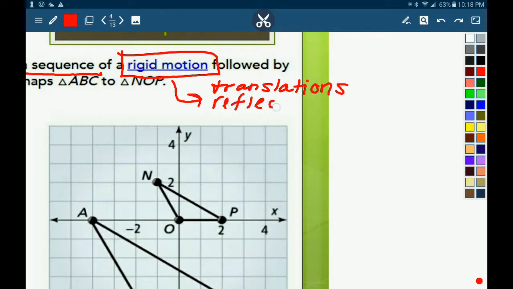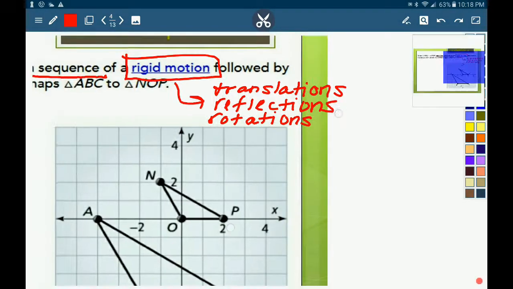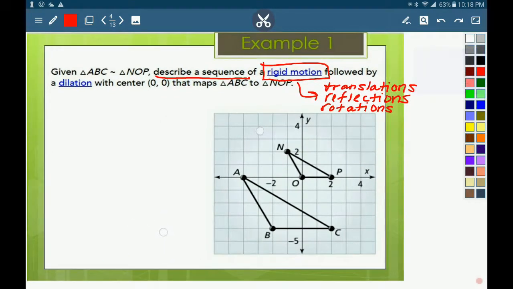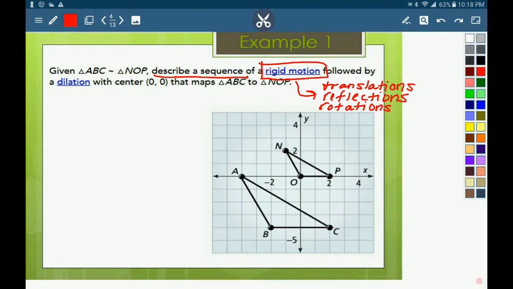Reflections or rotations. Okay, any one of those three are going to be the rigid motions. Then it says follow those, which could be one of them, two of them, or three of them, with a dilation. That's going to create the similarity in the two figures.